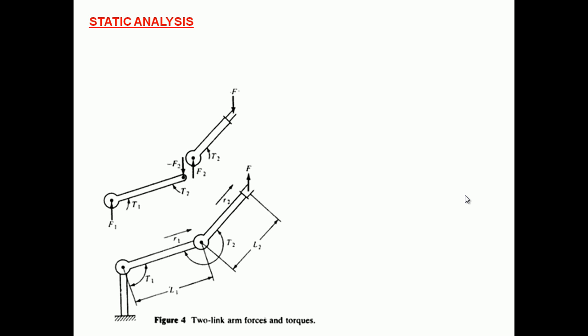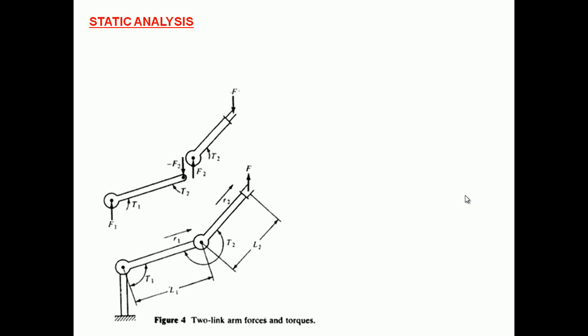So consider the 2 link arm forces and torque system. You know torque is used to rotate, actually it's a moment due to the force. So you know L1, L2, and you know R1 and R2. I already explained what R1, R2, L1 and L2 are. So consider the free body diagram. You know T1 and T2 are acting, one clockwise and the other counterclockwise. And you know F, F1, F2 and F.